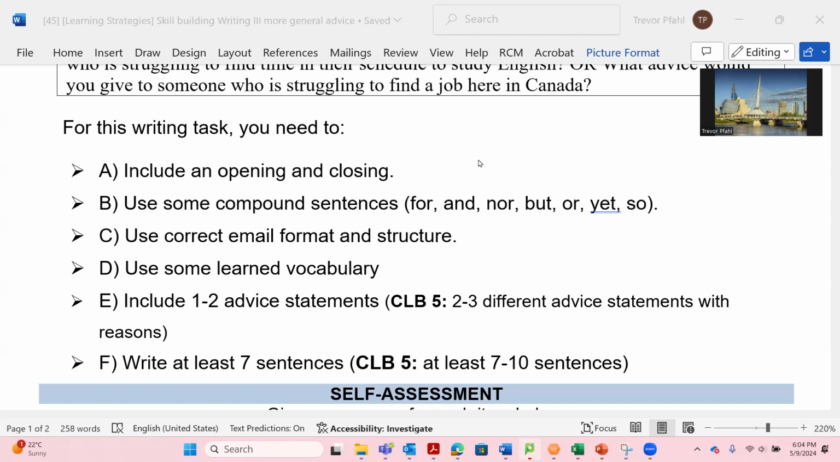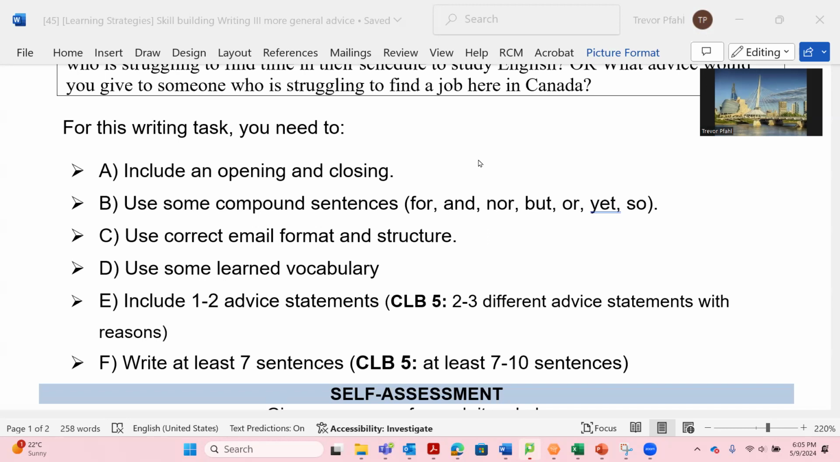Okay, so what we're going to do is we'll take the first 30 or 45 minutes, and we're going to look at several sections from your homework. So one of the things for your homework was to write a paragraph about advice for somebody struggling to find a job or somebody that's trying to find time to learn English. So in the tables that you're at, I'll give you a couple of minutes, maybe 4 or 5 minutes. I want you to read someone else's writing.